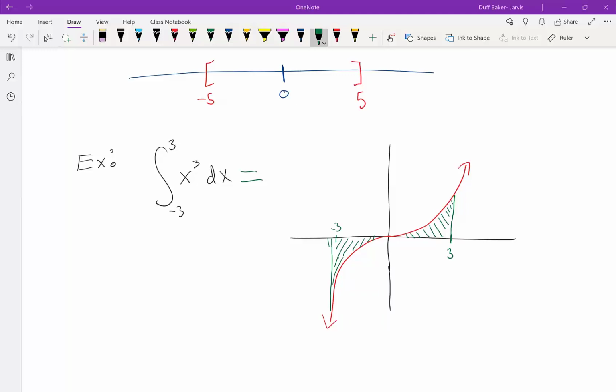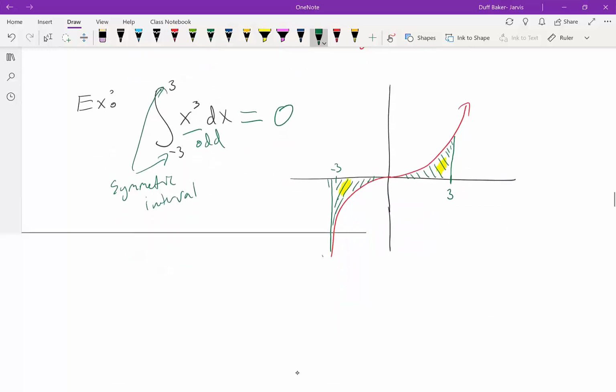Because basically this area here gets canceled out by this area here because it's the same, but it's the negative of each other, right? These two regions have the same area, but one's counted as negative because it's below the x-axis, and one's counted as positive. So yeah, this is 0. And x cubed was an odd function, and this was a symmetric interval. And so this is exactly what happens all the time when you take the integral of an odd function over a symmetric interval.